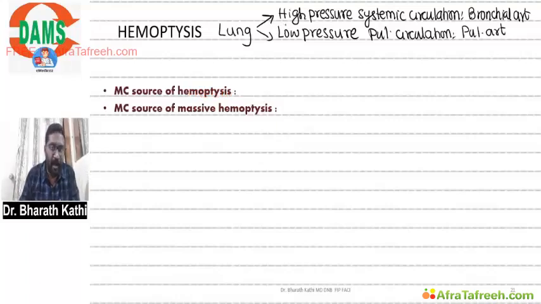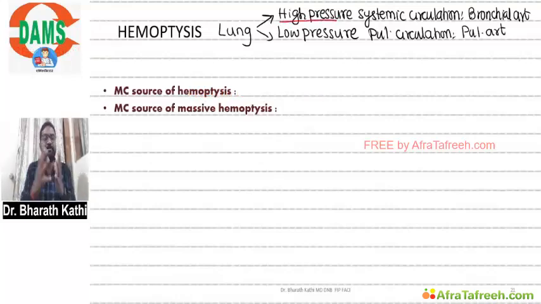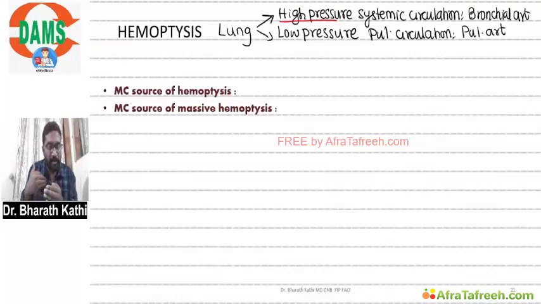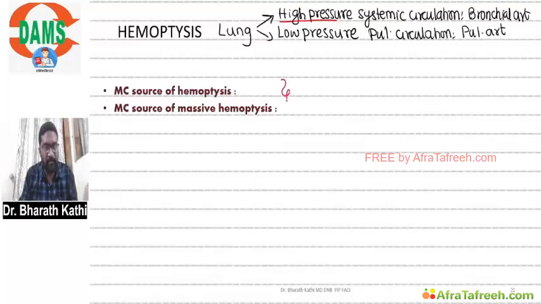Now there is a high pressure circulation and a low pressure circulation. Which has more tendency to rupture? High pressure. Because it ruptures at high pressure, blood loss might be more and it might be difficult for your body to control, and it can result in massive hemoptysis. So in very simple words, the most common source of hemoptysis and massive hemoptysis is the bronchial artery.